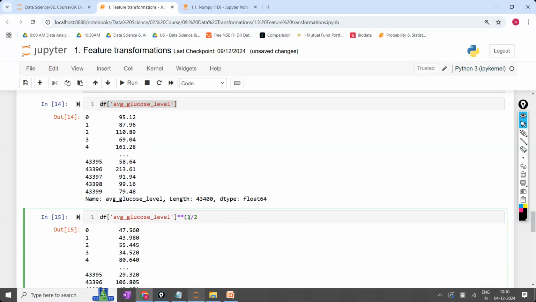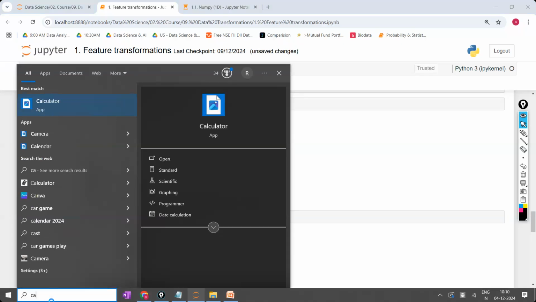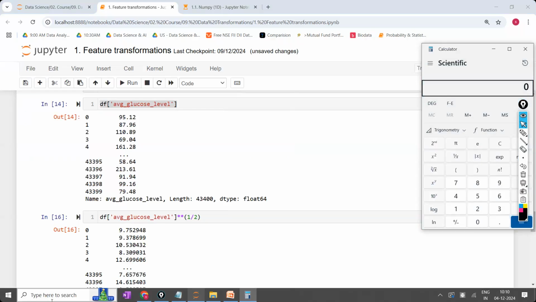You have to write power 1 by 2 with brackets like this. Otherwise, as per BODMAS, it will first apply power 1, which is the same number, and then divide by 2. So write power 1 by 2 clearly. Then the square root of 95.12. See, I'm opening the calculator one more time and taking the square root of 95.12. The first value is 9.75.